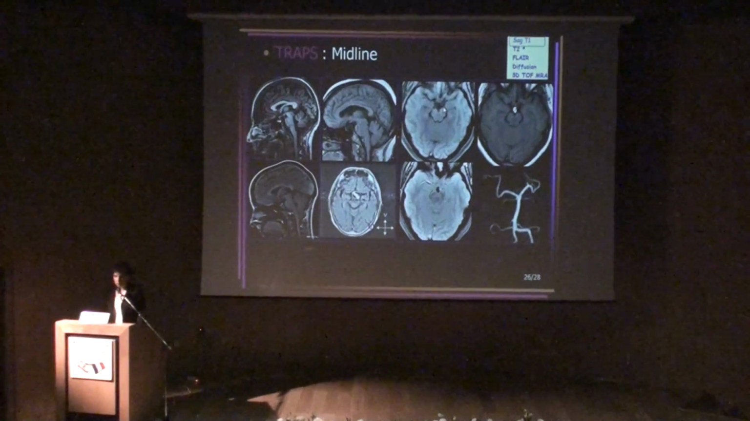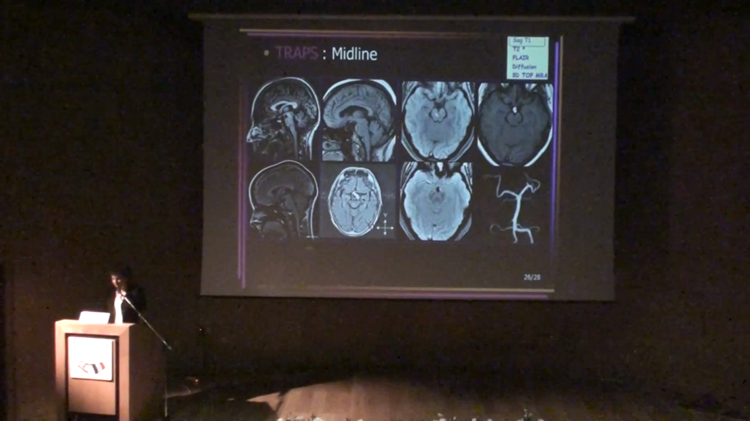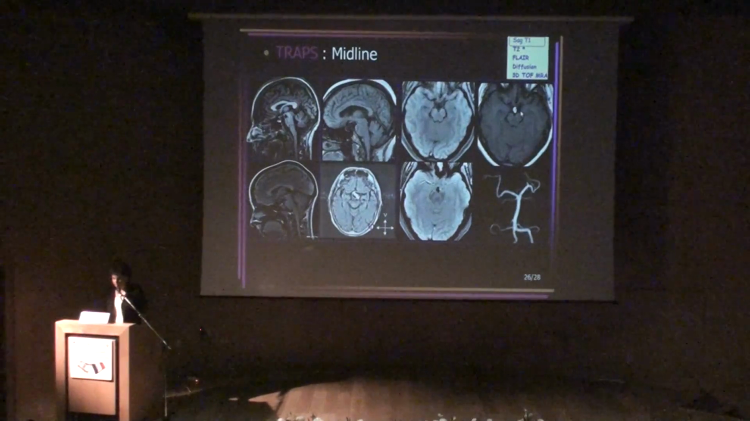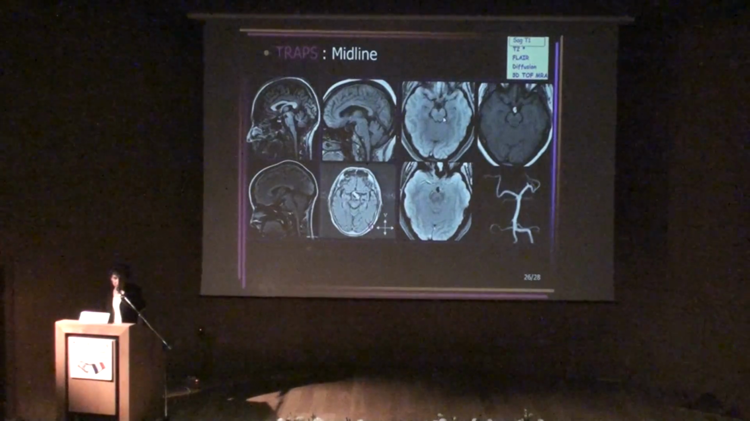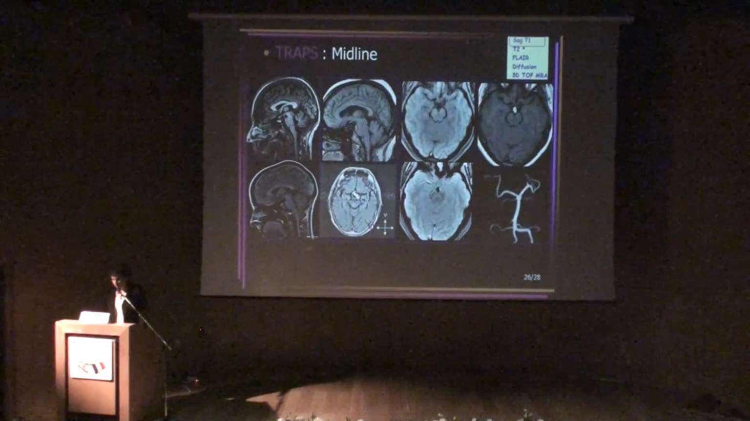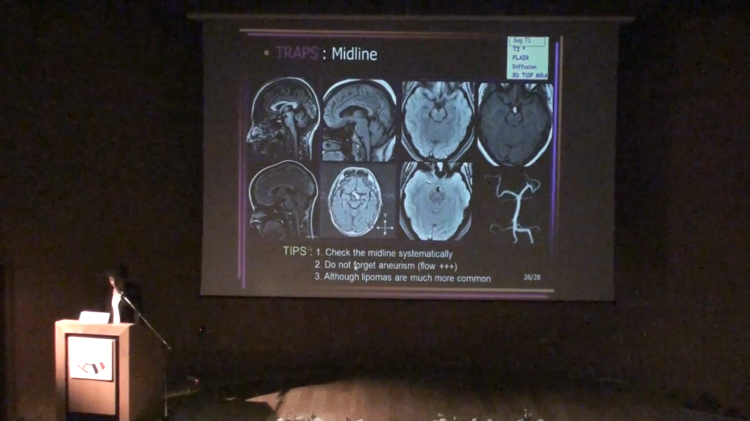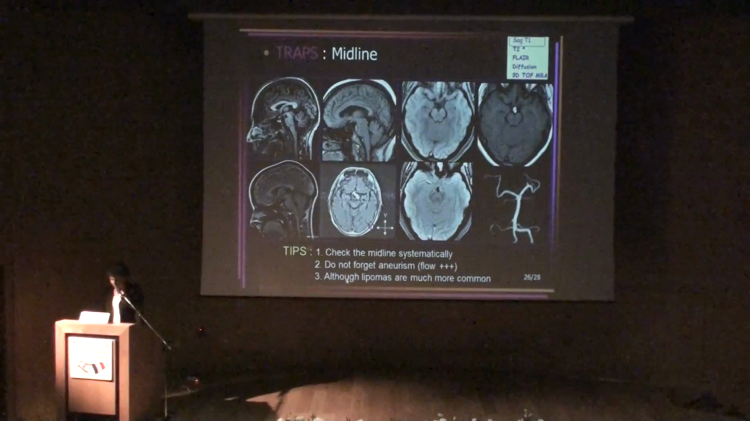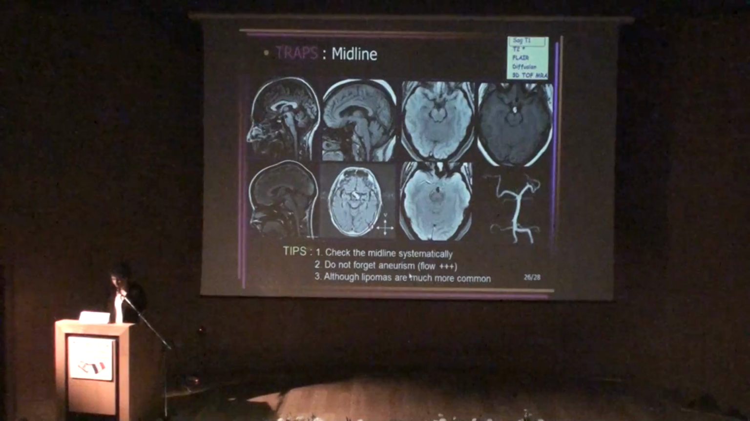You don't even need to do it, but if you want to confirm it, you have to run a fat suppressed sequence to see that it's simply grease. But remember, for the youngest of you in the audience, that when you have a bright lesion on the midline, it's more often a lipoma than an aneurysm. So check the midline systematically. Do not forget aneurysm, but don't think that everything is aneurysm, and think also about simple things such as lipomas that are much more common than aneurysms.